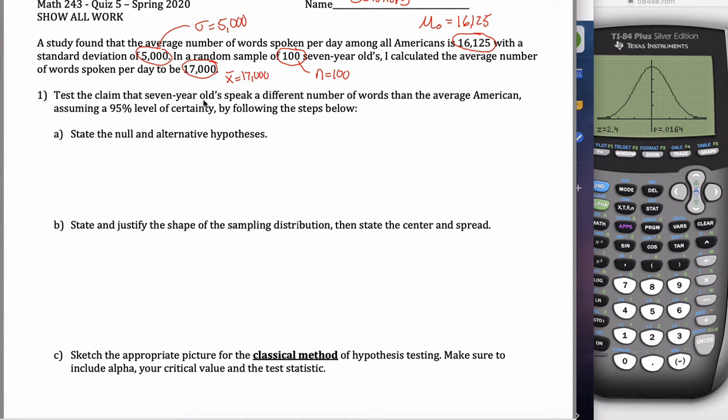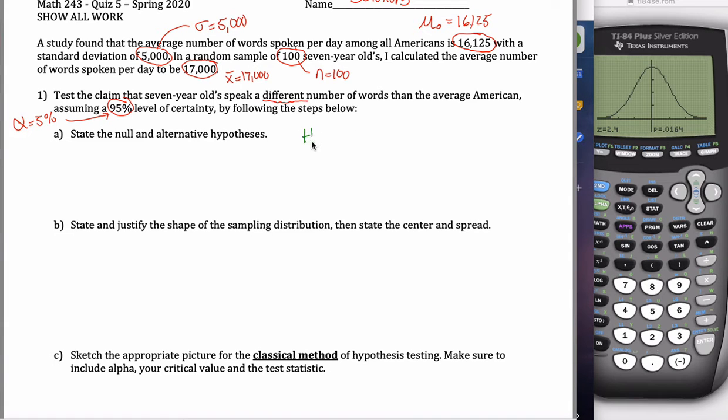And what I'm supposed to do is test the claim that 7-year-olds speak a different number of words than the average American, assuming a 95% level of confidence. That tells me that alpha is 5%, or 0.05 if you want to write that as a decimal, by following the steps below. So first, null and alternative hypotheses.